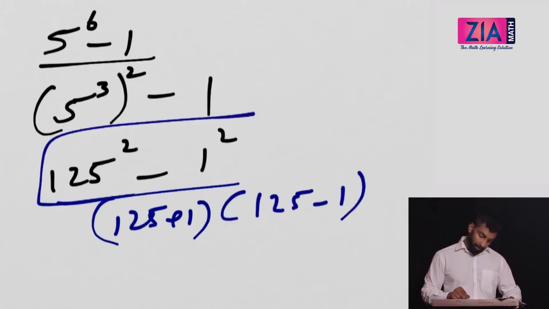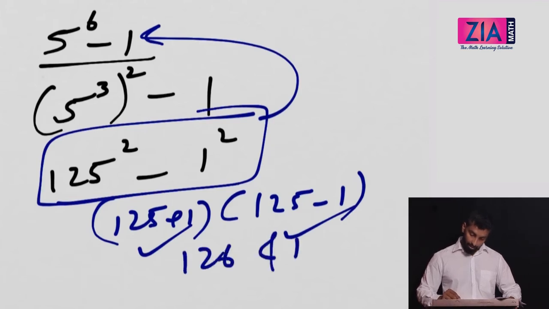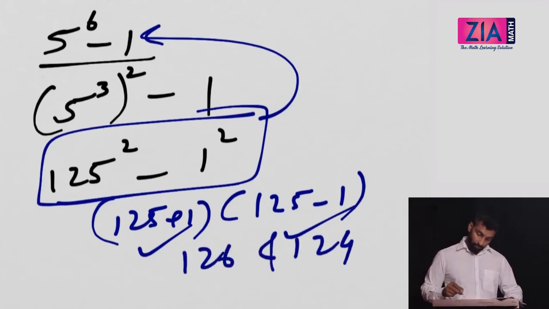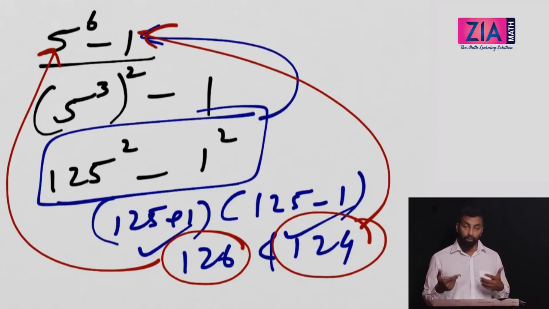What does this mean? This number, 125 square minus 1 square, is divisible by 125 plus 1 and 125 minus 1. That is 126 and 124, right? So what does this mean actually? 126 is a factor of this, and 124 is also a factor of it. Or you can say 5 raised to 6 minus 1 is divisible by 126 as well as 124.